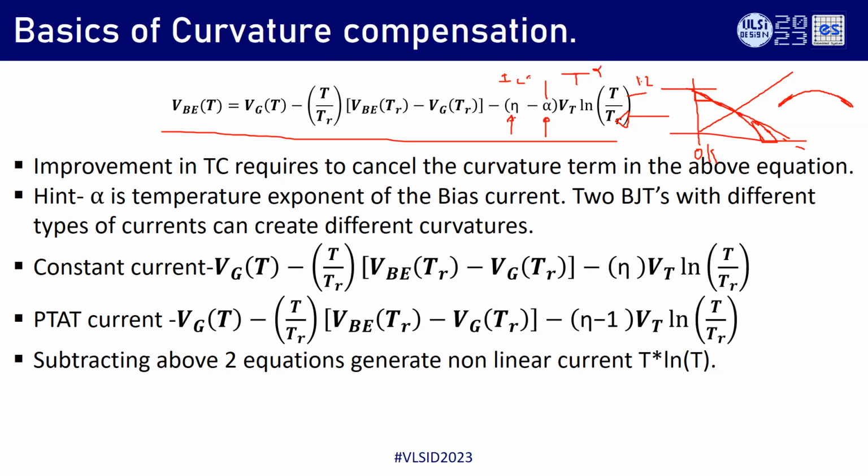Now, if eta and alpha are exactly the same, which is impossible according to me, then there won't be any curvature term at all. So now, how to compensate for this?